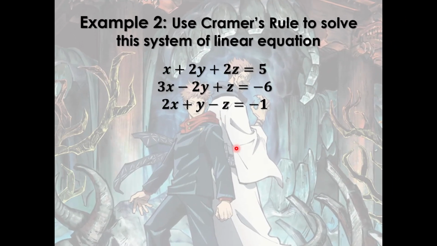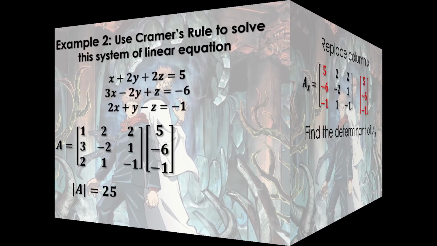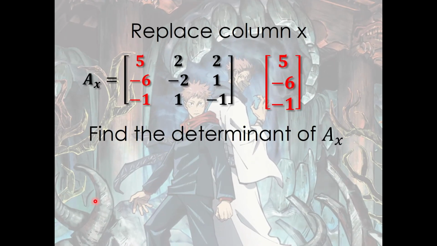Okay, let's do another example. Same case, we write the coefficient matrix, the separate matrices, and then we need to find the determinants. I already taught you the determinants by doing the diagonals, so you do it yourself. I'm just going to skip through it. So this is the determinant of A, which is 25. For AX, replace the column X by this one, and I find the determinant of AX, which is negative 25.